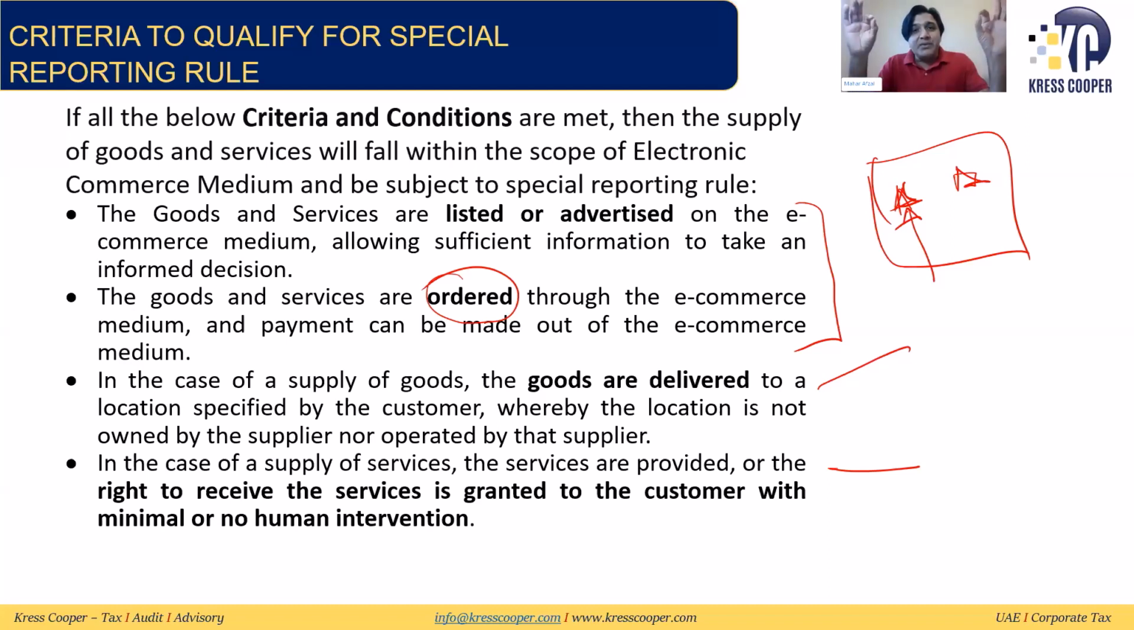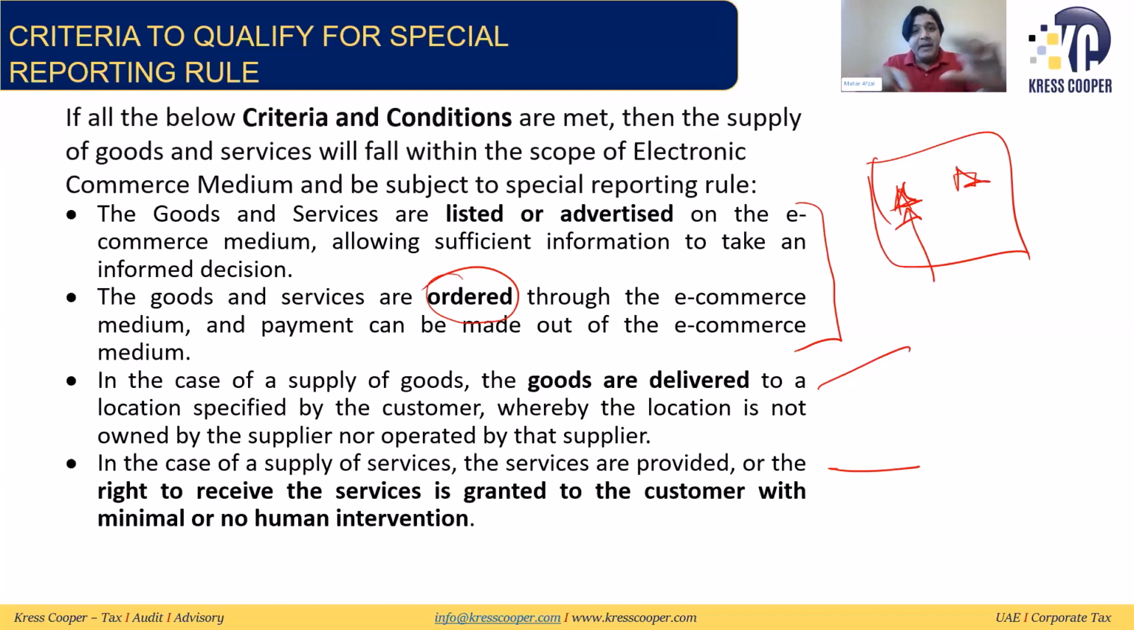Third condition: the goods are delivered at the address provided by the consumer, and for services, the right to receive the services is granted to the end user with minimal human intervention. Then we can say these goods and services are supplied through the e-commerce medium. These conditions must be fulfilled: three conditions for the services, three conditions for the goods. If these conditions are fulfilled, then yes, the supplies are made through the e-commerce medium. If they are not fulfilled, then the supplies are not made through the e-commerce medium.